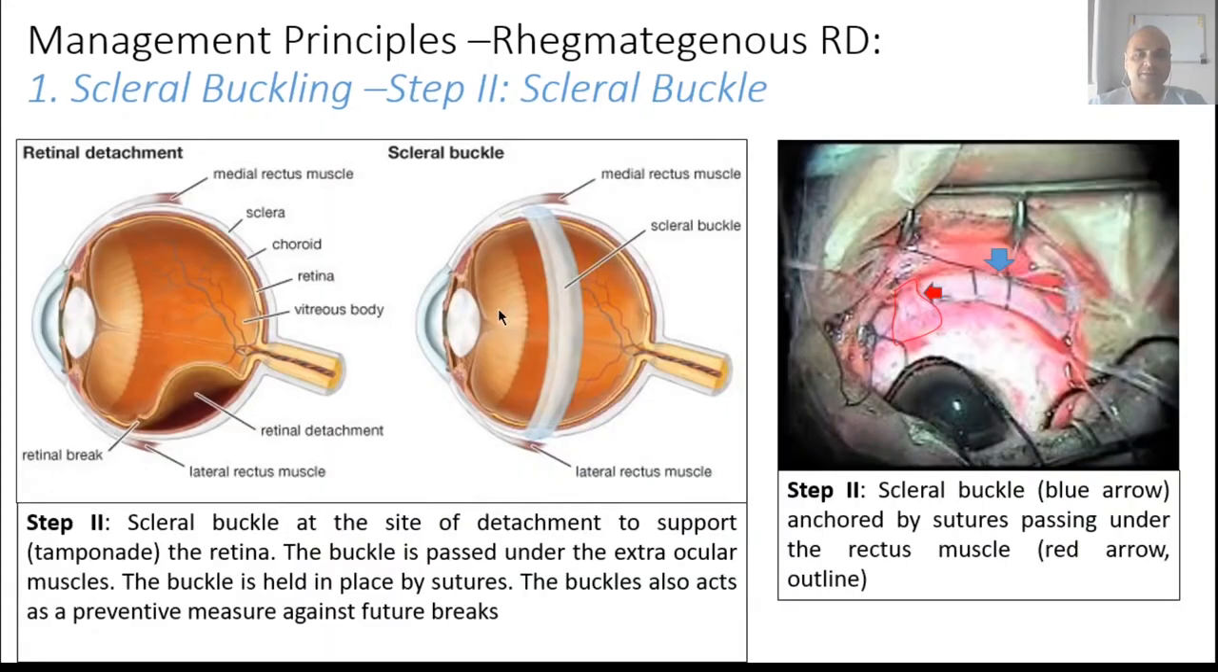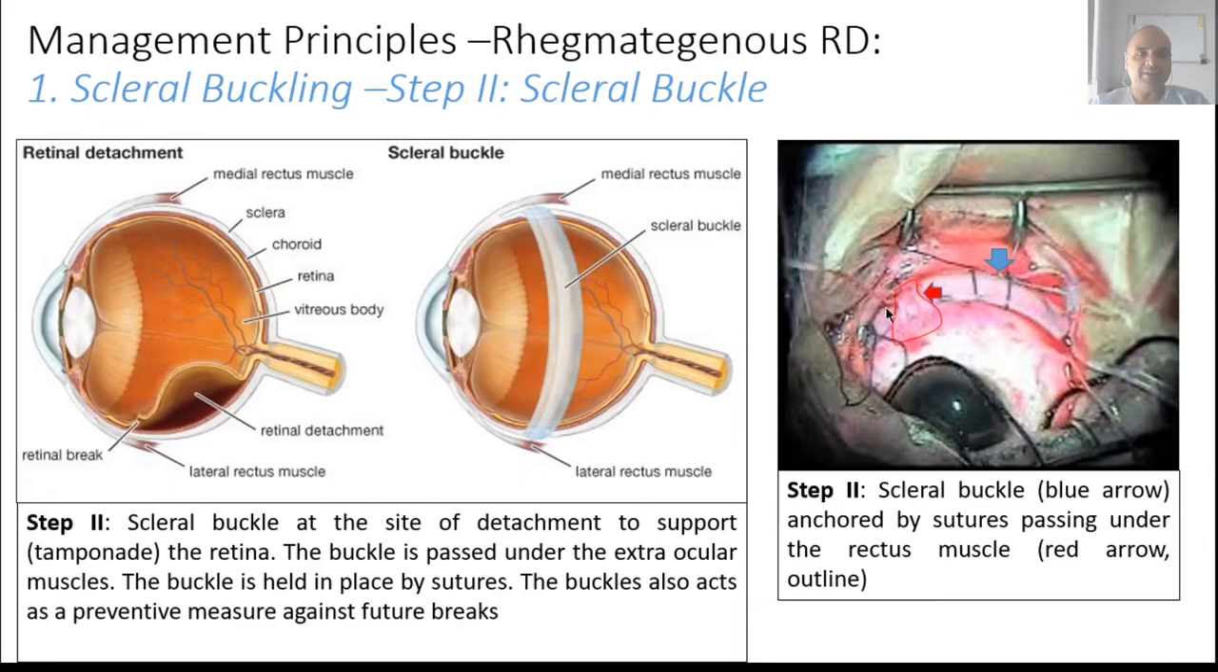And this is the buckle part. The buckle part is the tamponade, the support part. It's like you hold your pants with a belt. So this buckle is going to provide support to the area of the break that was just sealed, so it doesn't open up, and also as a security against future breaks forming. Because remember, the retina is weak in this area; it might form breaks later.